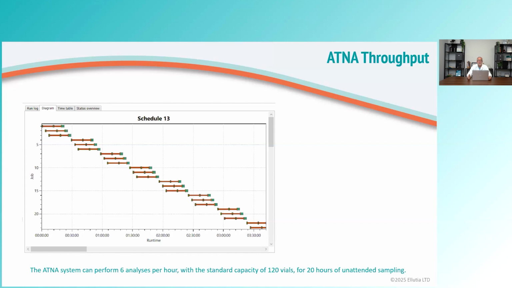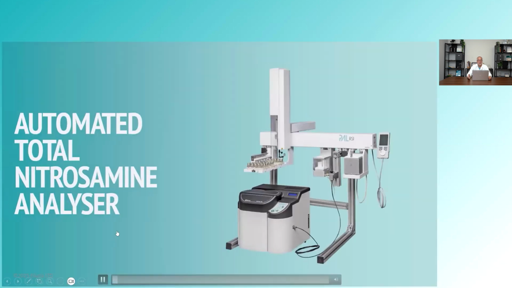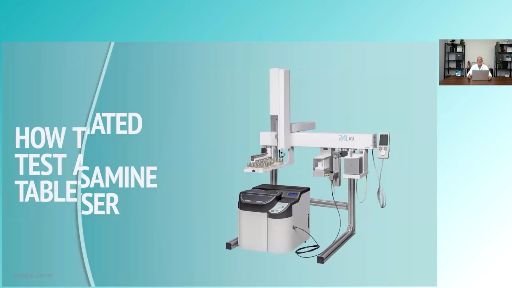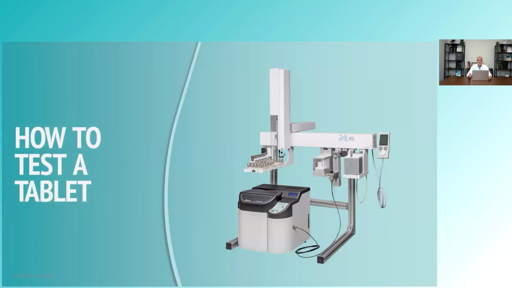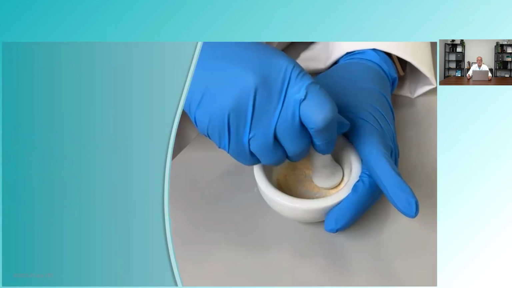If you have the likelihood of negative samples, then this shows a quick way of screening through these quickly and cheaply, allowing you to just focus the costly efforts on analyzing the questionable samples. Now, this is a video that summarizes the analysis of a tablet. This is a ranitidine tablet that was analyzed, and this is just to show the simplicity of the technique.